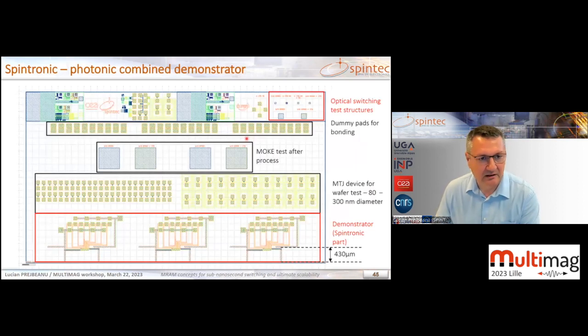On top of that, we realized a combined demonstrated integrating spintronic chip with our magnetic tunnel junction.